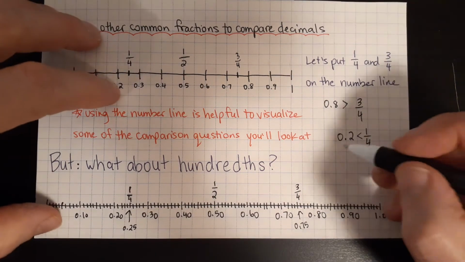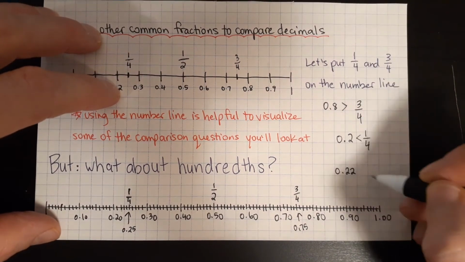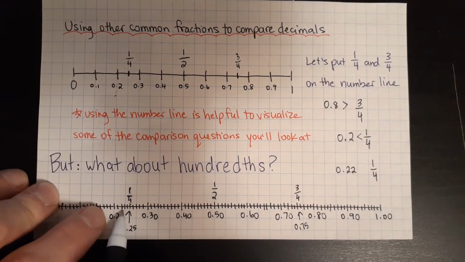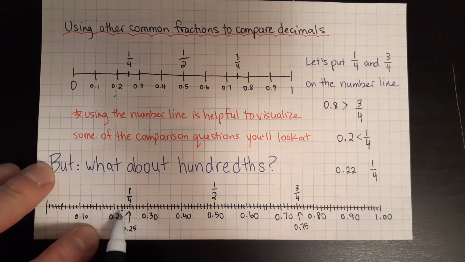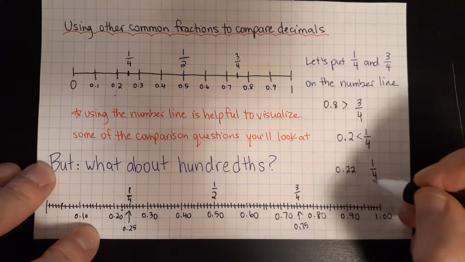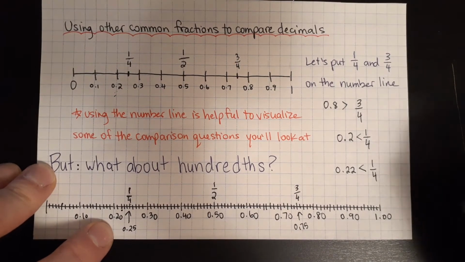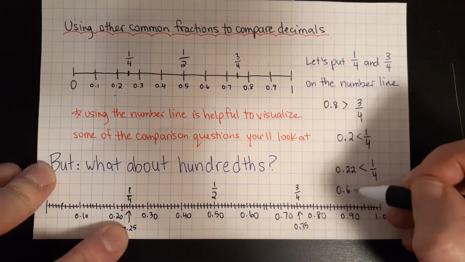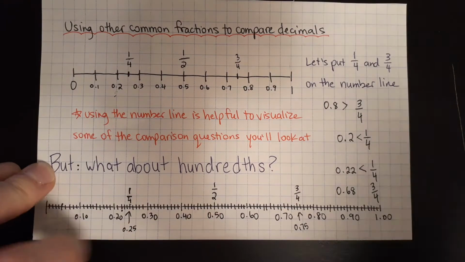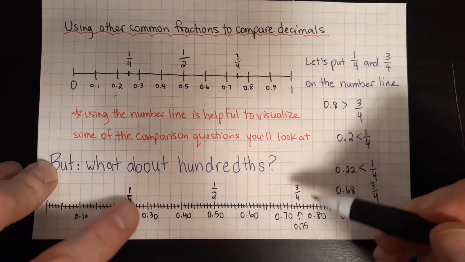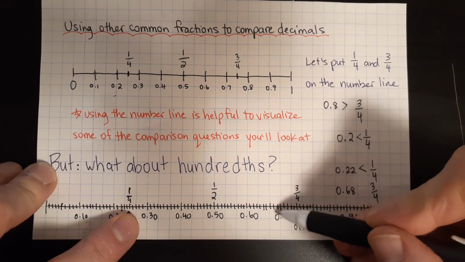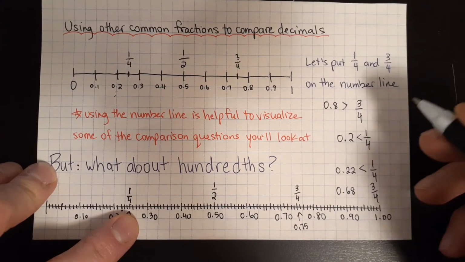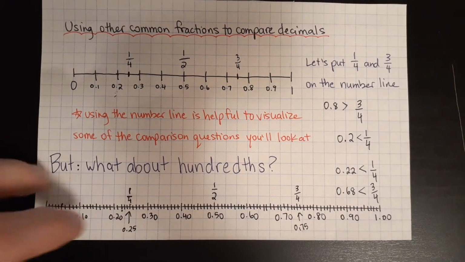But then we can start saying, okay, what about 0.22 versus 1/4? Well, 0.22 is right here, if I count over 22 spots, and it's still a little bit to the left of 1/4. And so I still can say that 0.22 is less than 1/4. Or if I say something like 0.68 and 3/4, I know I'm getting a bit squished in here. 0.68 is around this area, probably right about here, I think. And again, it's to the left of 3/4, so I can say that 0.68 is less than 3/4.